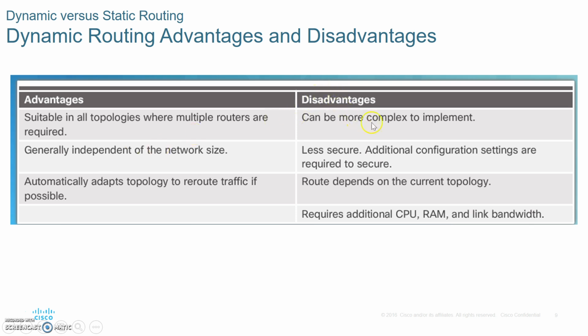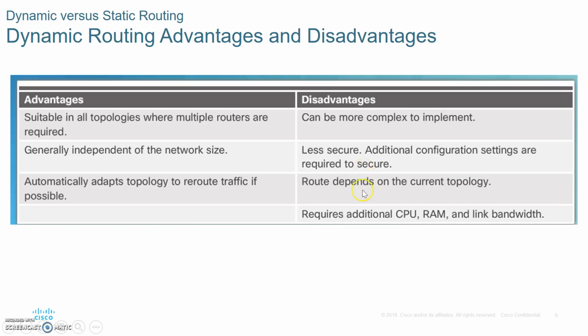A disadvantage is that it's normally more complex to implement. So dynamic routing protocol requires you to have some knowledge about how the routing protocol works. It's less secure because the routing packets are sent between the routers. So when routing updates are sent across, a hacker could connect to your network and gain information about your network through these routing updates. So in order to overcome that, we can do additional configuration to secure all these routing updates.